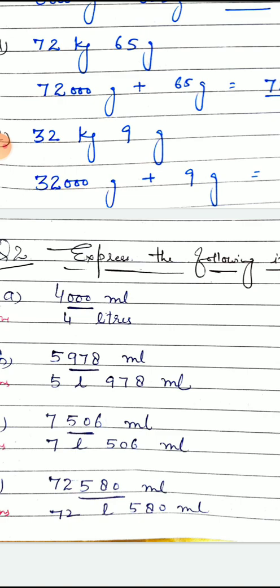In this question 5978, from the right to left, 978. These are the milliliters and 5 is the liter. Again another number, 72,580 milliliters. In this case also 72 are the liters and 580 is the milliliter.